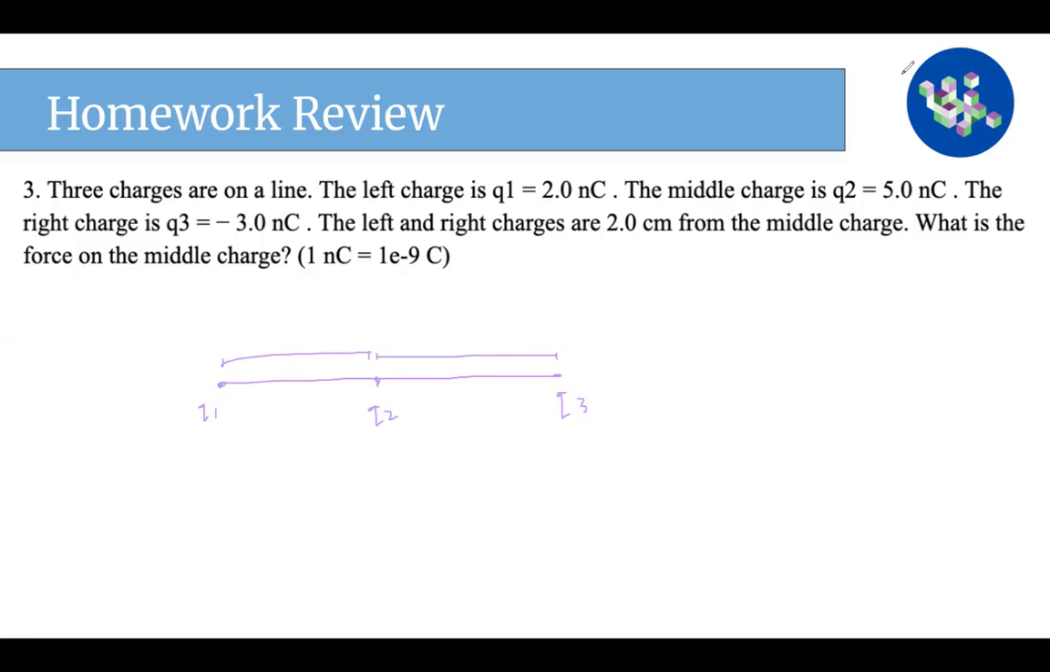This is again a matter of just applying Coulomb's law. Q1 is positive, and Q2 is also positive, so there will be a force between Q1 and Q2, and between Q2 and Q3 it will be in this direction. You have the distance of 2 centimeters, and you're given all the charge values. So it's just a matter of applying Coulomb's law and adding these two values together.